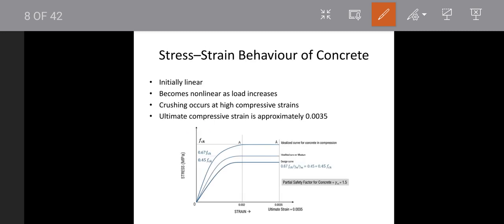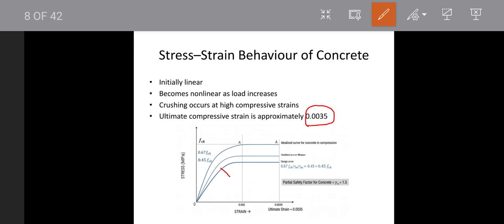Stress strain curve. If you see in this stress strain curve for concrete, up to a certain point we have a linearly varying curve. Beyond that it becomes non-linear. Here the concrete can withstand a maximum strain of 0.0035. After reaching 0.0035 the structure will fail.